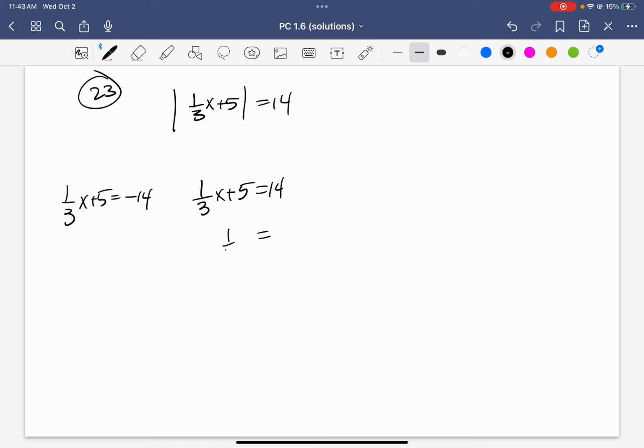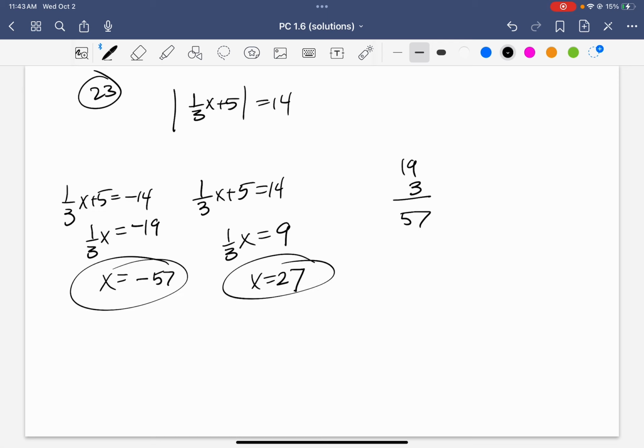So now I have two equations to solve. I got 1/3 of an x is equal to 9. Multiplying by 3, I get 27. Over here, subtracting, I get 19. And then multiplying, I get 19 times 3 is 30 plus 27 is 57. It's going to be negative 57, and those are your two possible answers.